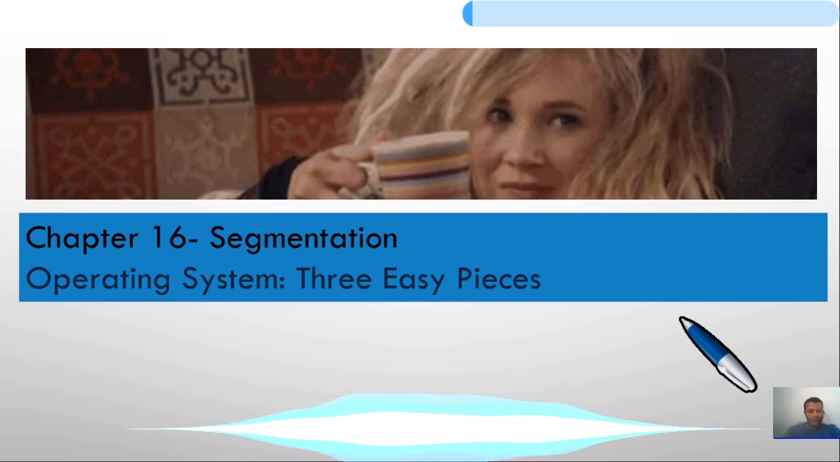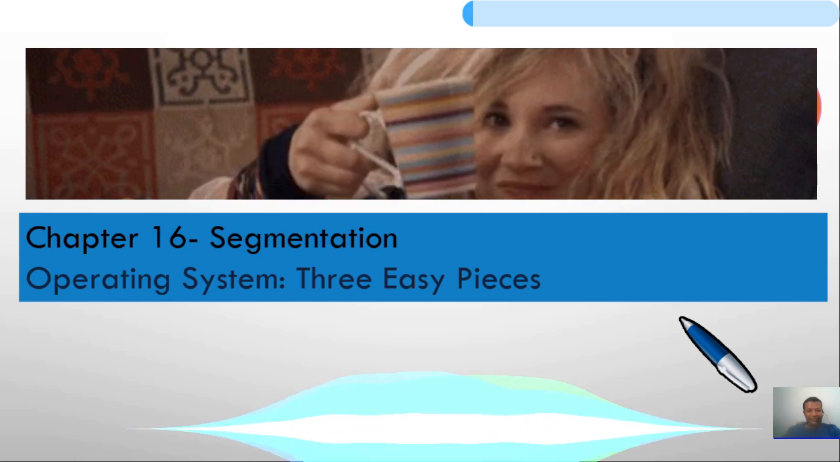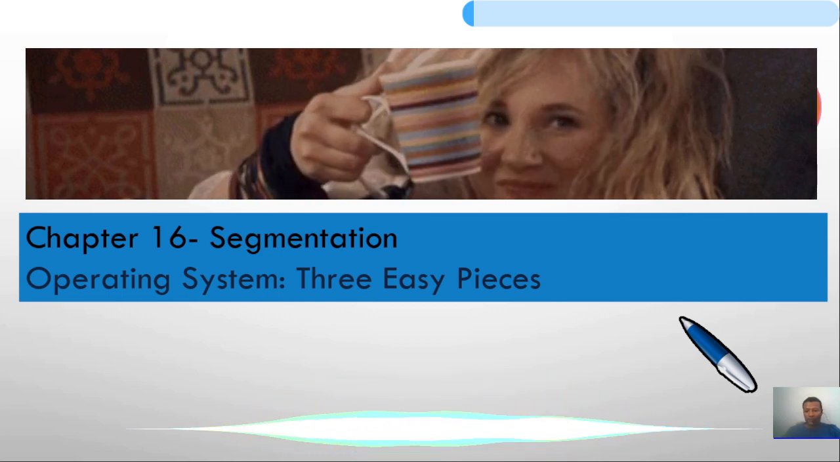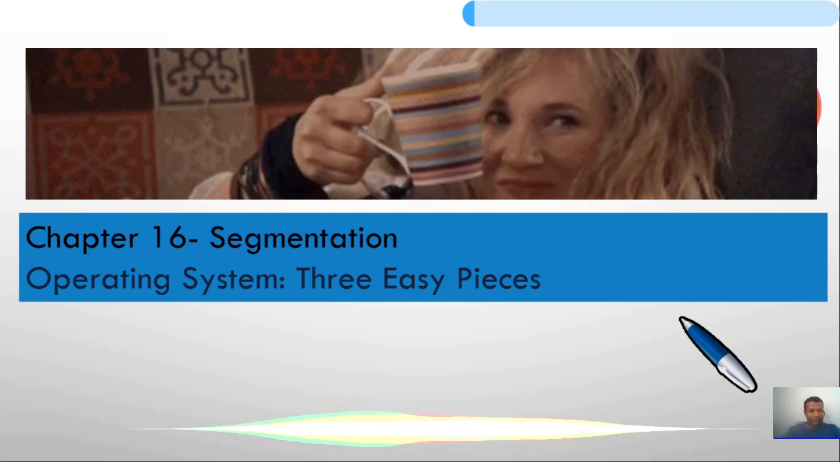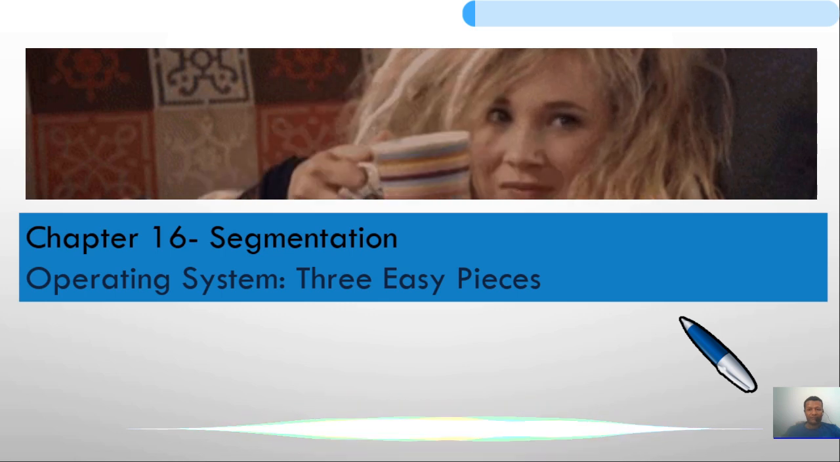Today I came with another chapter. We are in chapter 16. This is segmentation. As you know, we are using the book Operating Systems: Three Easy Pieces. So let's get into it.